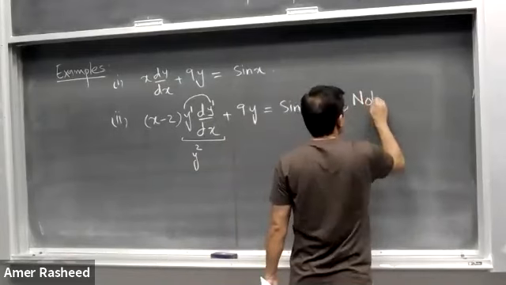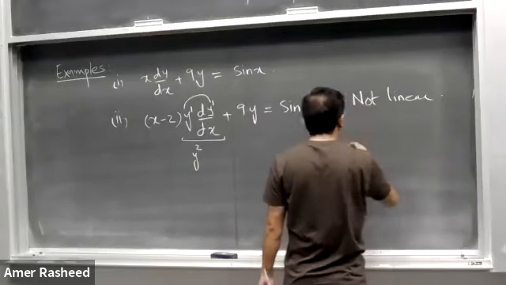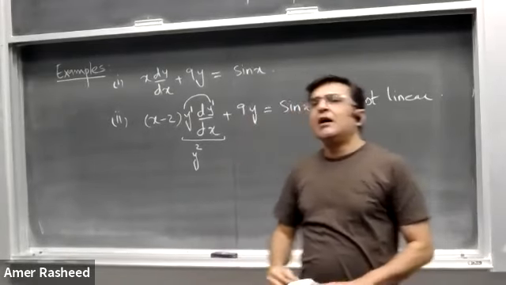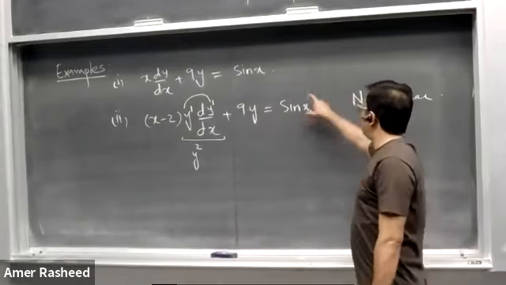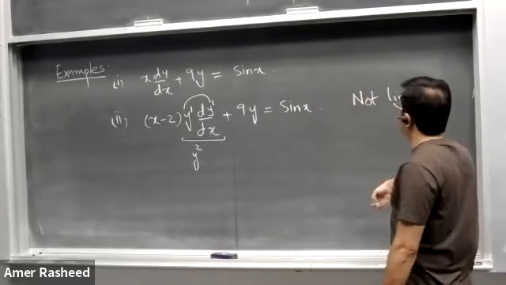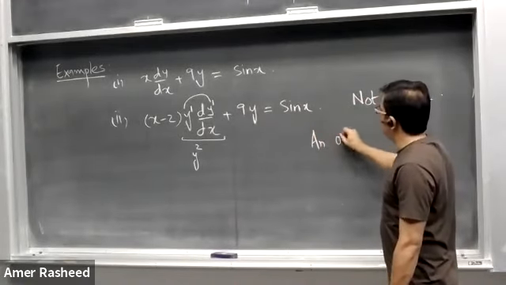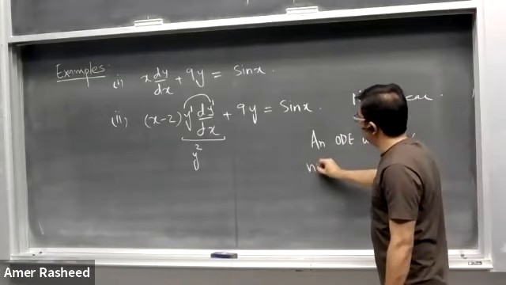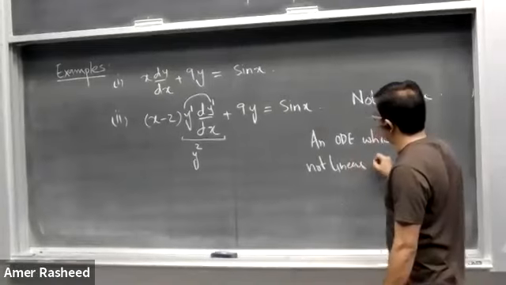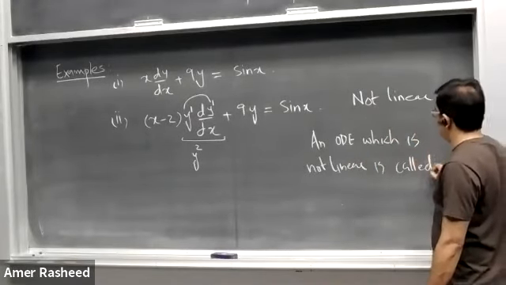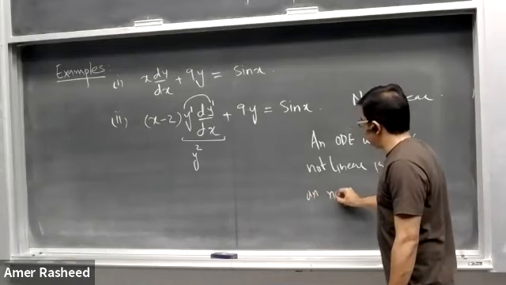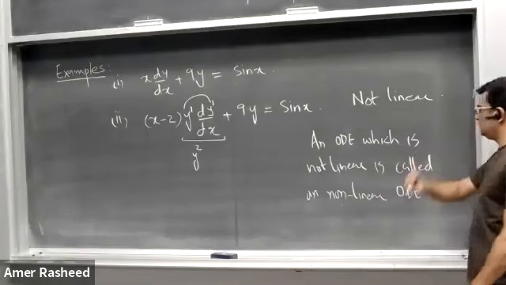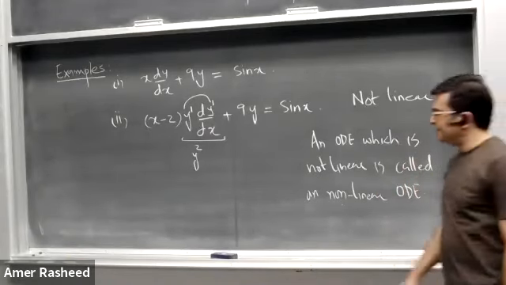Not linear. So an ODE which is not linear, we call it non-linear, obviously. An ODE which is not linear is called a non-linear ODE. So this is the other definition.